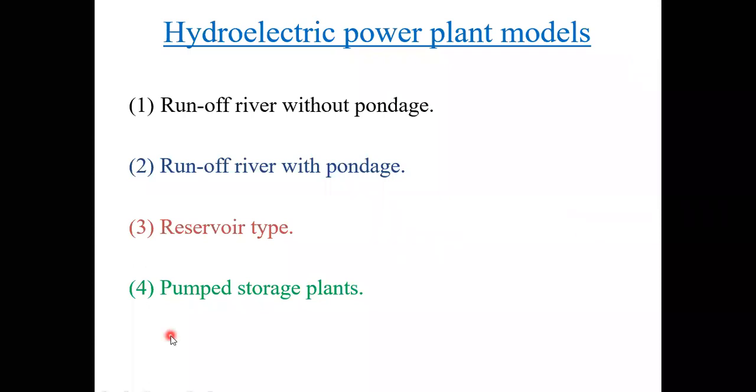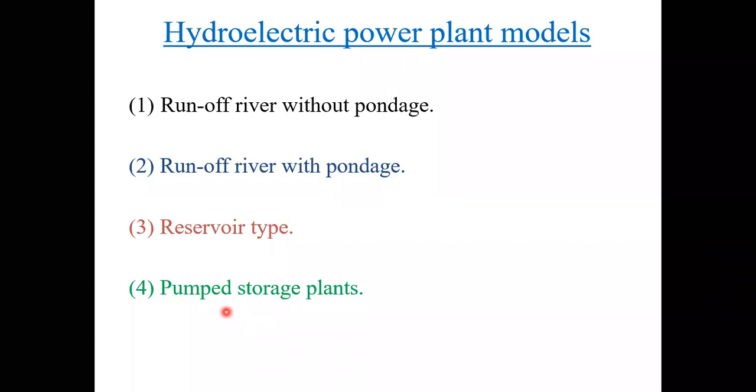Already we have seen the 2 types in the last class, that is the reservoir type and the second one, pumped storage plants. What is the difference between these two? Coming to the reservoir type, a dam is constructed across the river so that we can get enough head. By the usage of that head, we can store the water. From that, we can get the potential energy. That potential energy is converted into mechanical energy by the usage of a turbine, and that mechanical energy is coupled to the generator. That generator will generate the power. That is a simple basic model of the reservoir type.